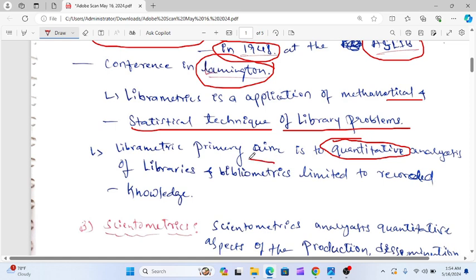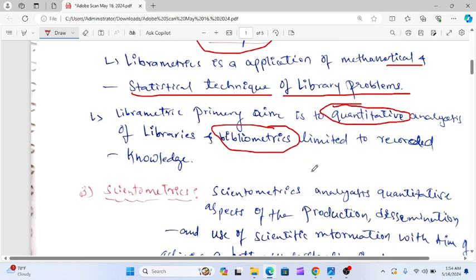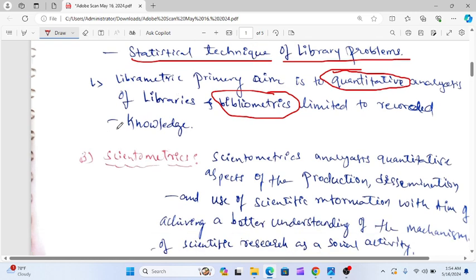Bibliometrics is limited to specific documents, recorded knowledge, but librametrics also covers future phenomena. We can use these studies in the budgeting system: we compare the previous year's budget, the present year's budget and the future budget of the library. These come under librametric studies. Bibliometrics deals with published and recorded knowledge; it measures recorded knowledge growth, impact and citations. And the third one is scientometrics.